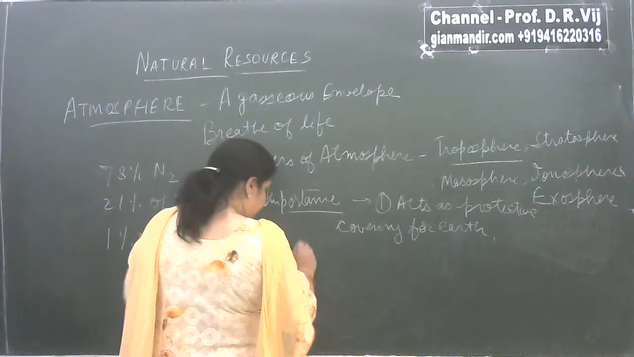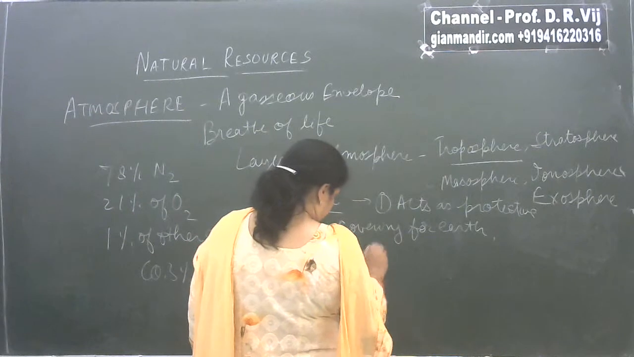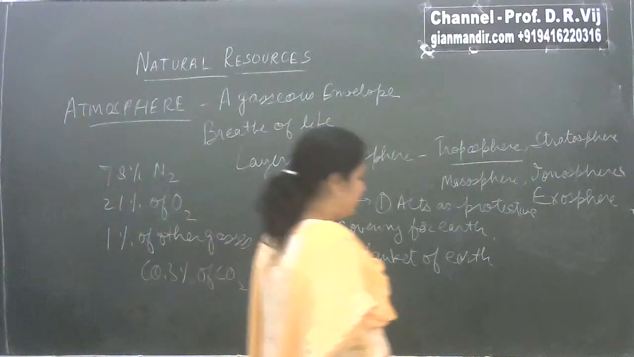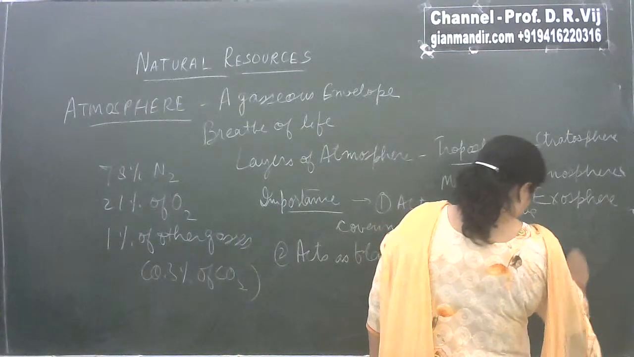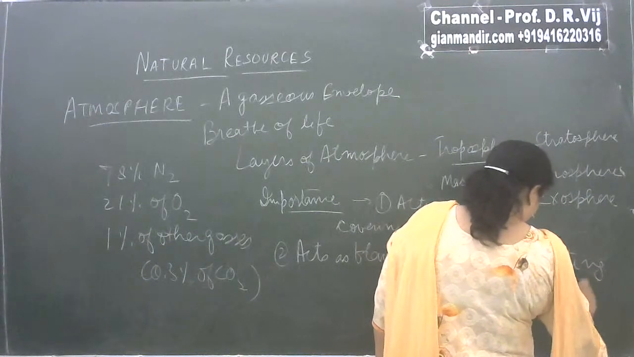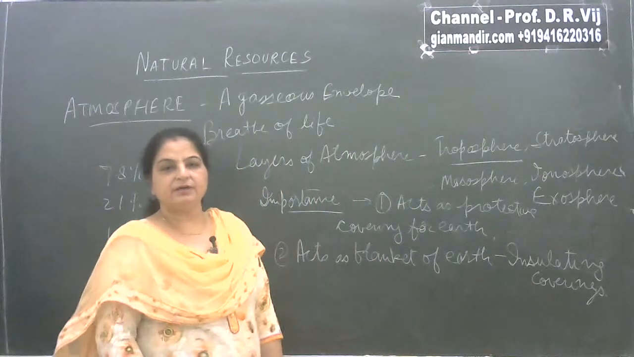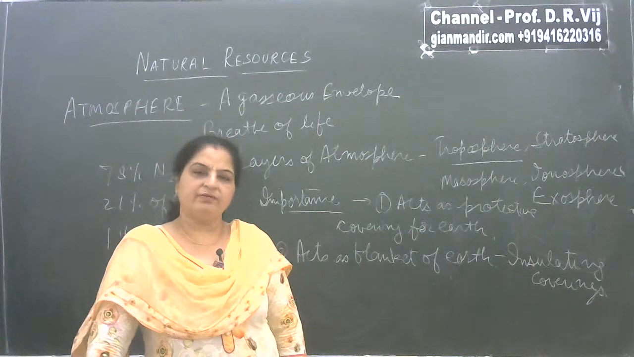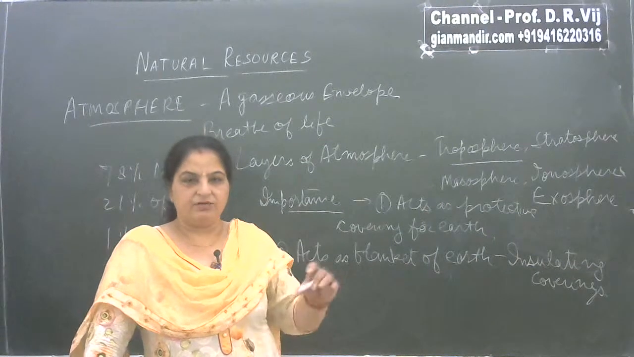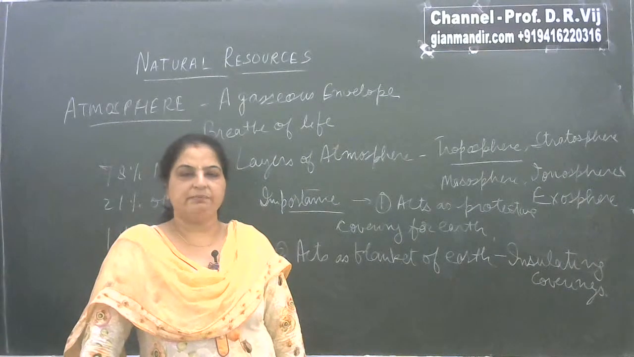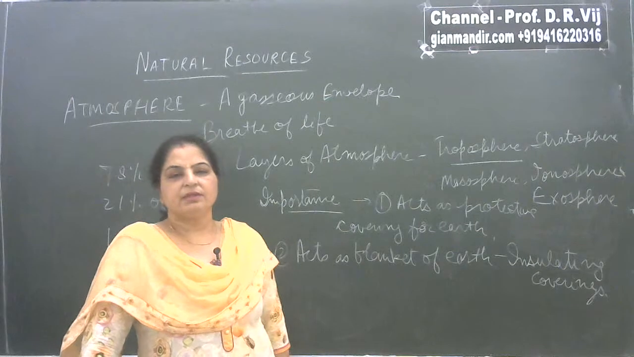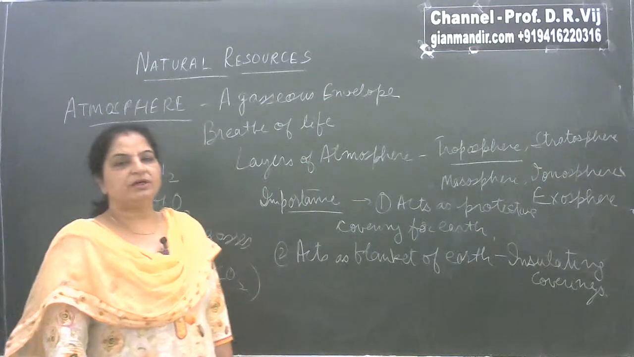Another important function of atmosphere is that it acts as a blanket of Earth, or you can say it acts as an insulating covering of Earth, which helps to keep the temperature constant during daytime or nighttime. At a given place on Earth, we don't see a great variation of temperature during daytime or nighttime, which could make life difficult over there. So the temperature of the Earth's surface is almost kept constant throughout, whether day or night, and that is because of the role of the Earth's atmosphere. So how does it act? As you know, Earth is a bad conductor of heat.